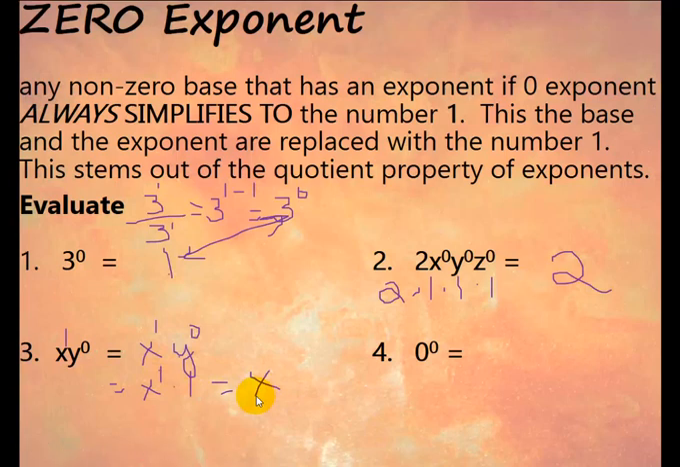Notice how I keep saying a non-zero base. What's my base here? My base is 0. So anything times 0 is 0. So this answer is still 0.